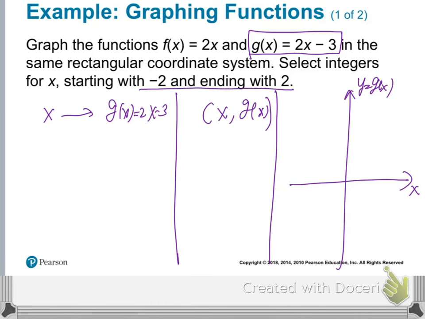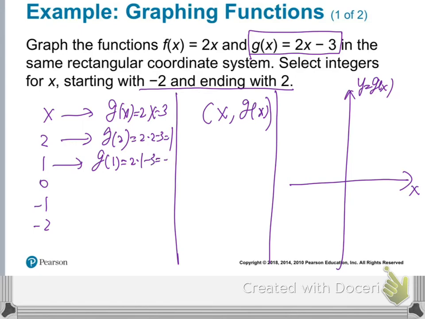Now let's look at the input. Again, it's 2, 1, 0, -1, -2. So what is g of 2? It's 2 times 2 minus 3, which is 1. So double it and then decrease by 3. What is g of 1? It's 2 times 1 minus 3, so 2 minus 3, -1. g of 0 is 2 times 0 minus 3, so this is -3. g of -1 is 2 times -1 minus 3, so -2 minus 3, -5.